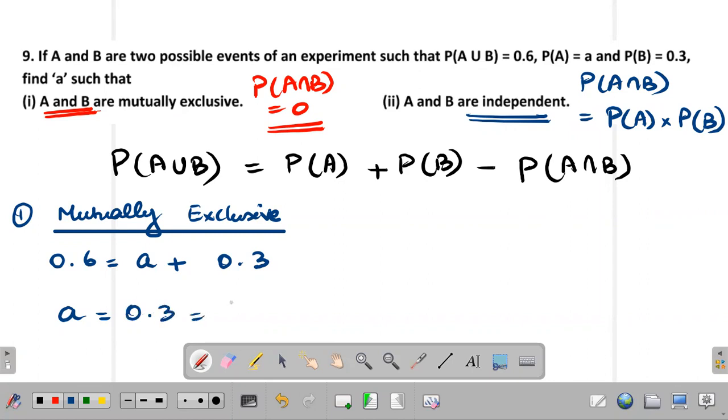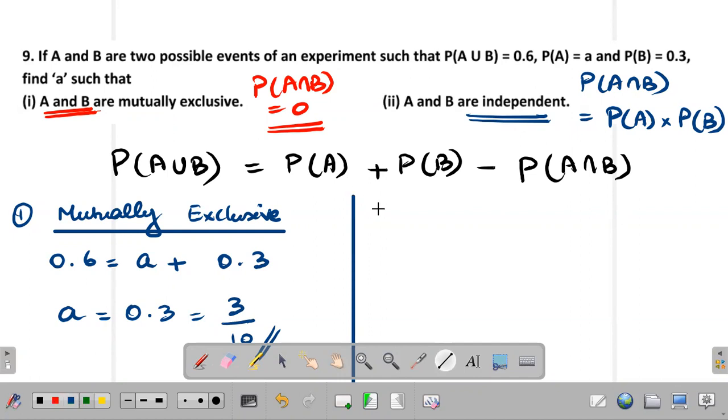Can I not write 0.3 as 3 by 10? So that is the probability that the event A happens, 3 upon 10 or 0.3. There is a 30% chance that A will happen. But this is the case when the events are mutually exclusive.